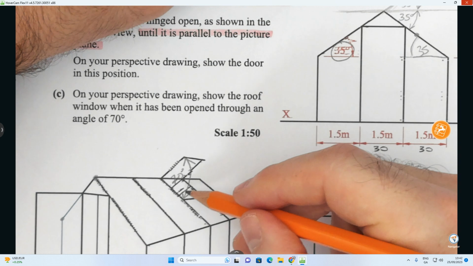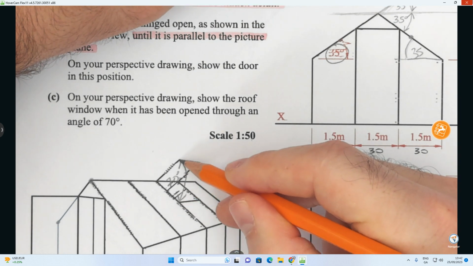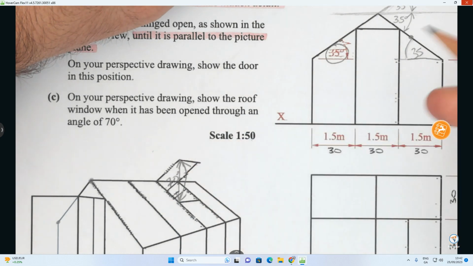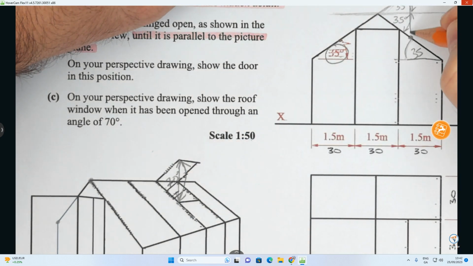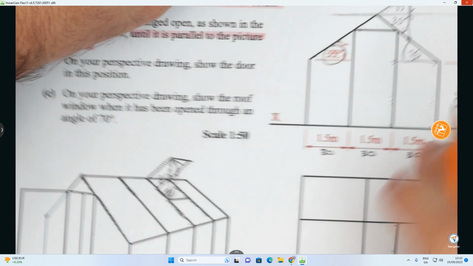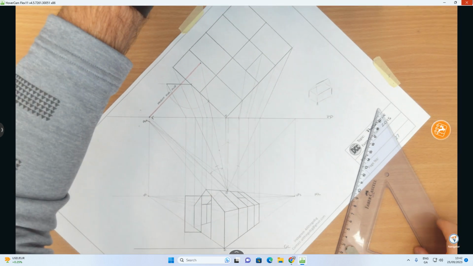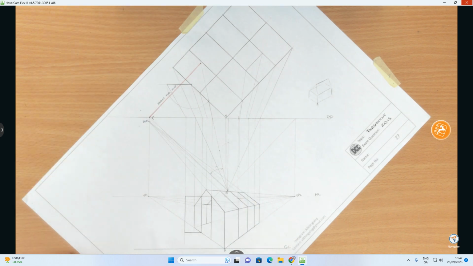Sorry, this point here will be directly below this point, because as it swings in an arc, they will stay perfectly in line. So wherever that point is, it will be directly below it. We're going to use some of that information to help us get the little window part here.